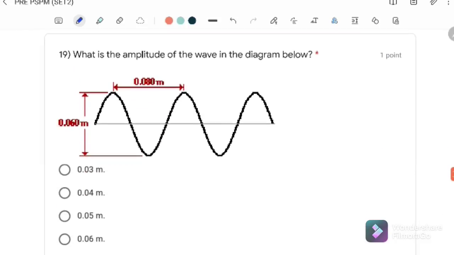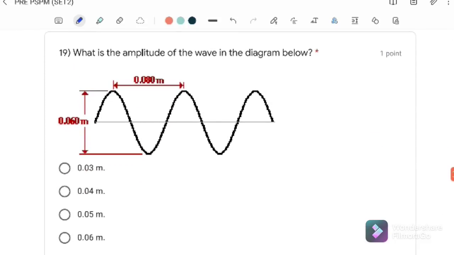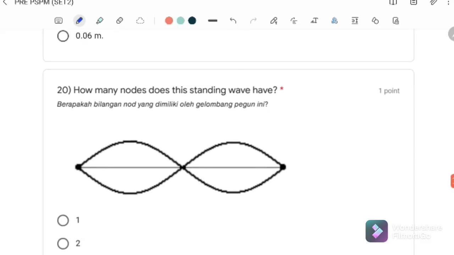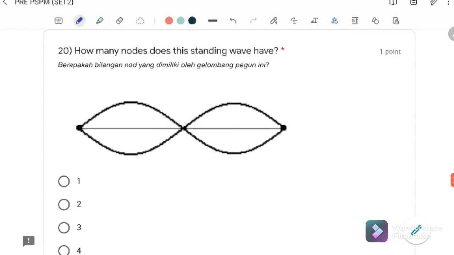Next, question number 19 is chapter 10. For chapter 10, there are 5 questions, meaning that 19, 20, 21, 22, 23 are chapter 10. What is the amplitude of the wave in the diagram? We know that amplitude is A. Here they give you 0.06, meaning that the amplitude here is 0.06 over 2. So the answer is 0.03 meter. Answer is A.